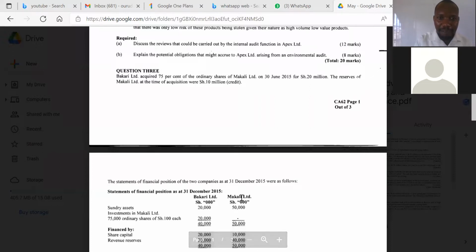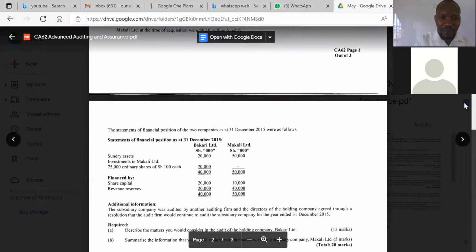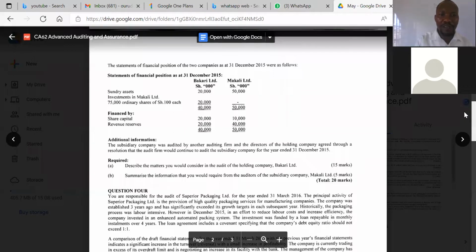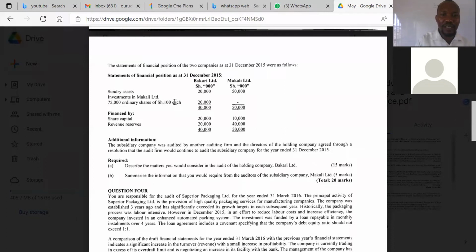Bakari and Makali. Which one is the parent? Bakari acquired, so Bakari is the parent company. We have financed by share capital, and then revenue reserve. So the investment, 75 ordinary shares, is 20 million. So investment in Makali is 20 million. On sundry assets, total assets 20, and then here 50. Then we have share capital and revenue.